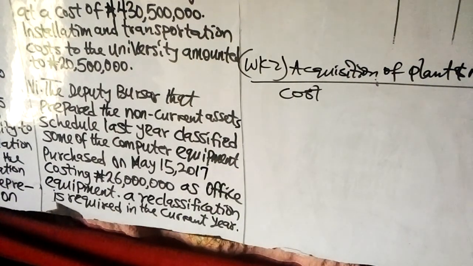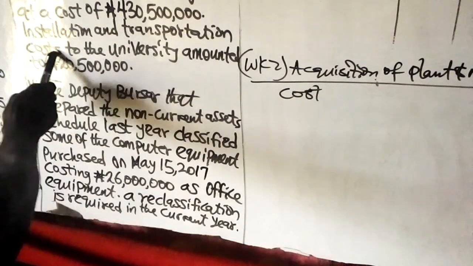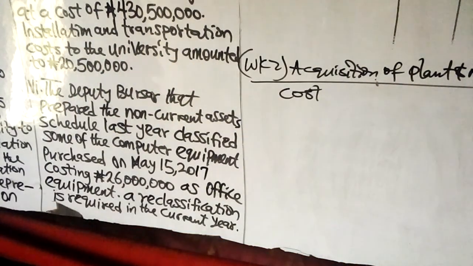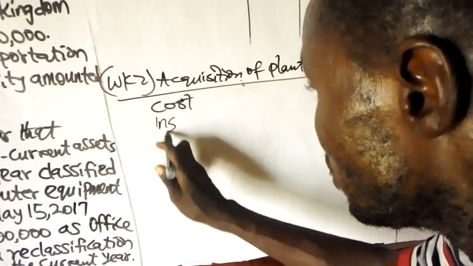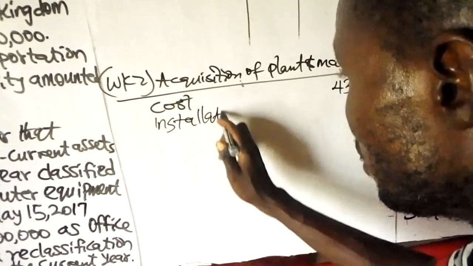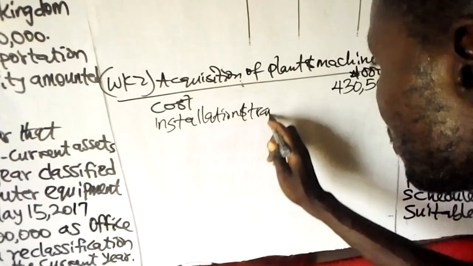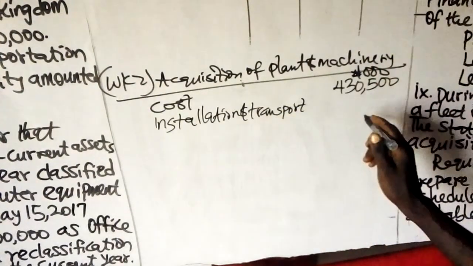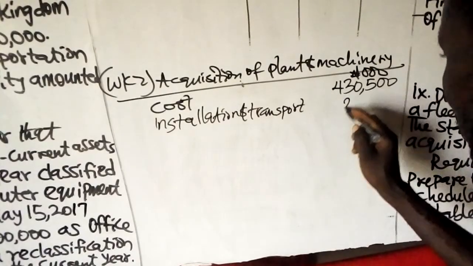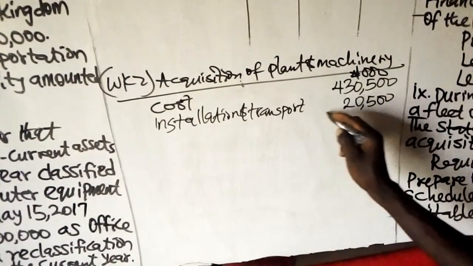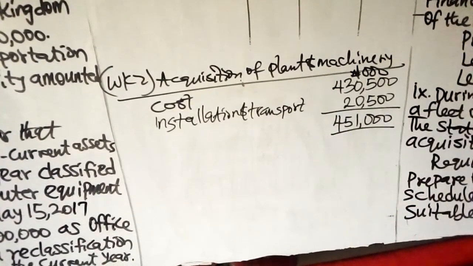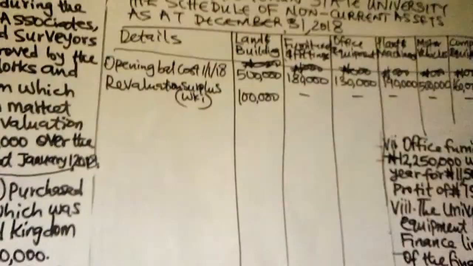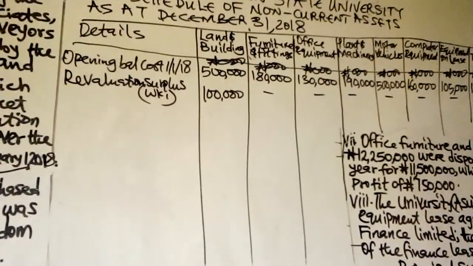and transportation cost. Installation and transportation cost to the university amounted to 20.5 million. So now let's have the installation and transport cost, and that is 20,500,000. So when you sum it up, you have 451,000,000. That is an addition to plant and machinery.